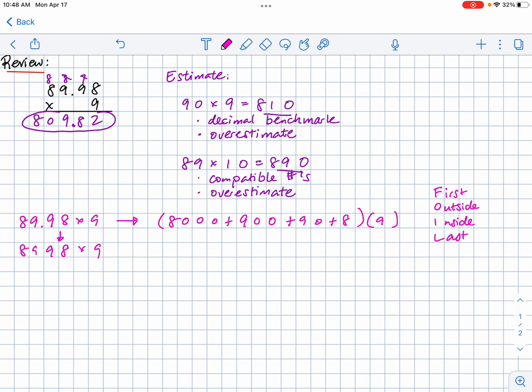But if you're not ready for this, that's fine. Or you prefer to stick to this method, that's totally fine. Again, different strategies are welcomed. So you do first, inside, outside, last.